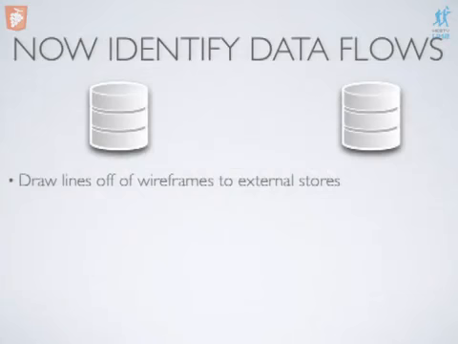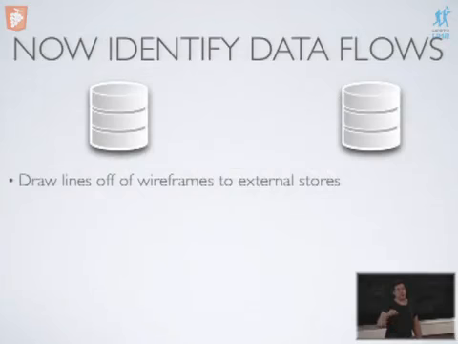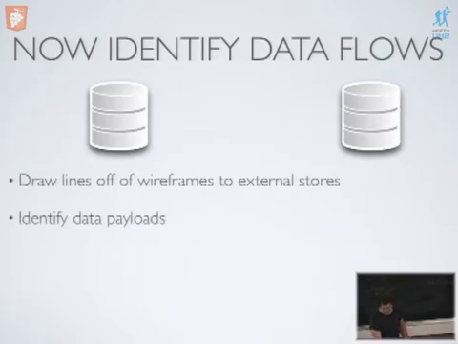So, identify your data flows. Again, we're back to the widget diagram here. Draw lines off of the wireframes to external stores. Draw your external stores on and say, this is my user model. This is my comments model. These are the things I'm going to share data with.